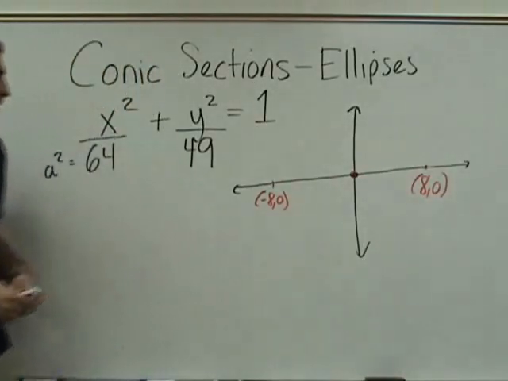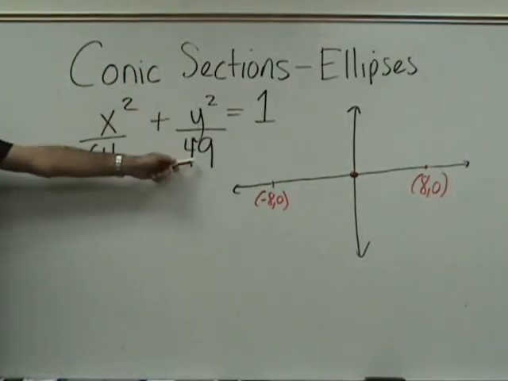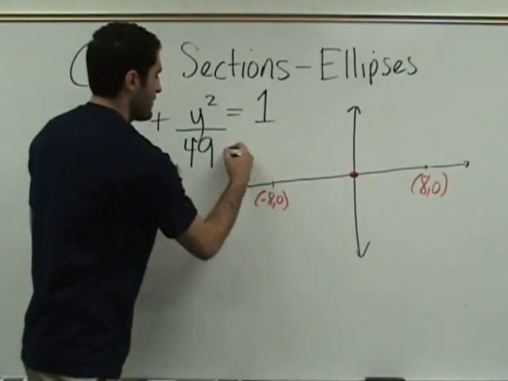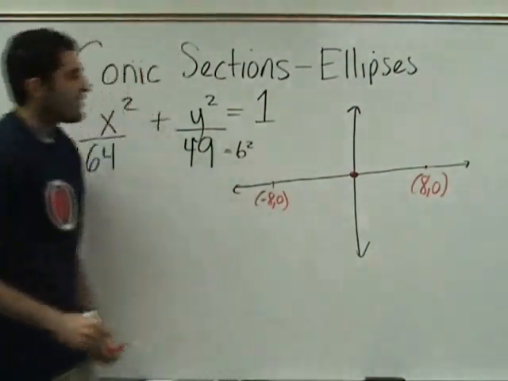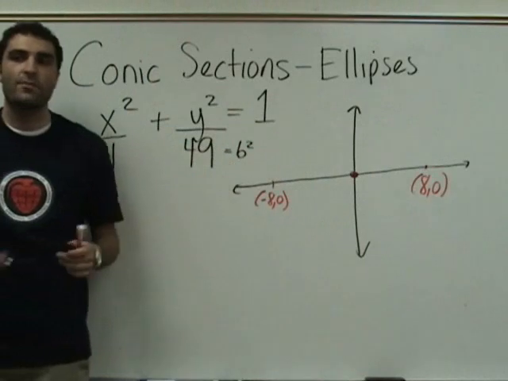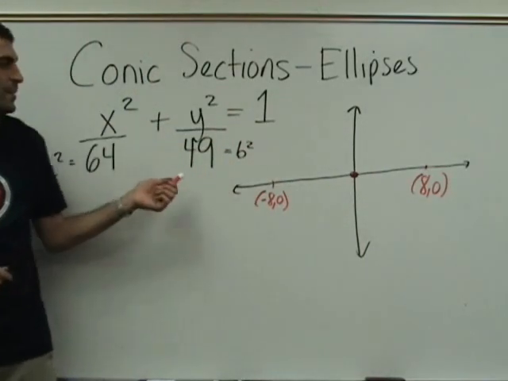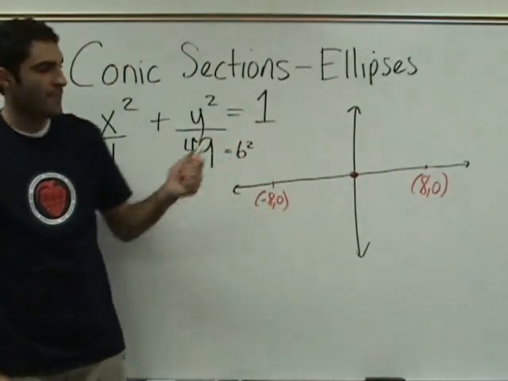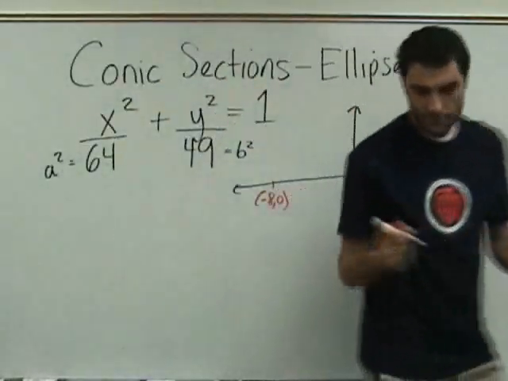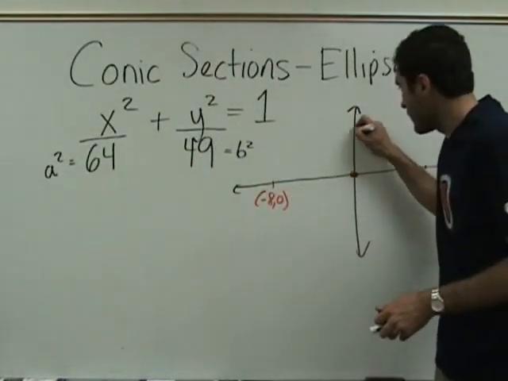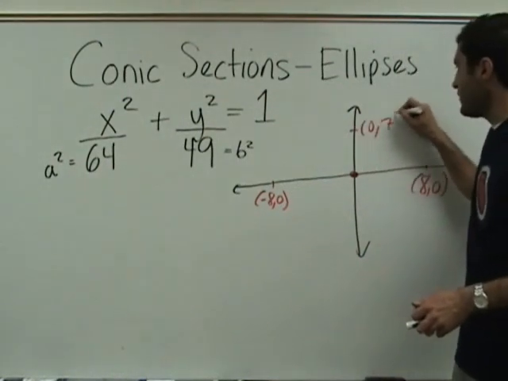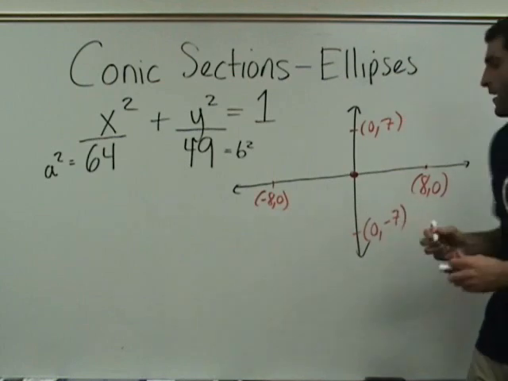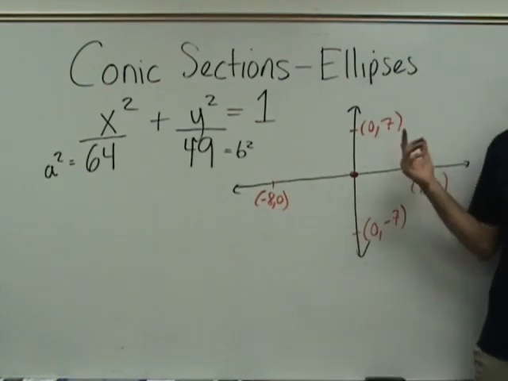And the value underneath y squared is called b squared. So b squared is 49, so b is 7. And where do you think we go with 7? Up and down. So 0, 7, and 0, negative 7. And this is our ellipse.